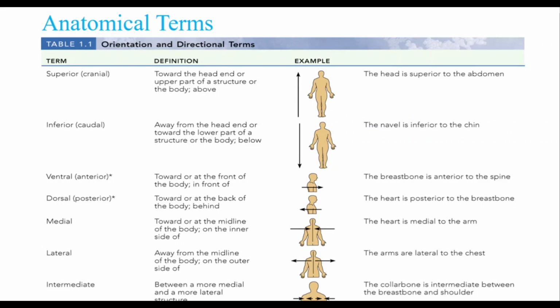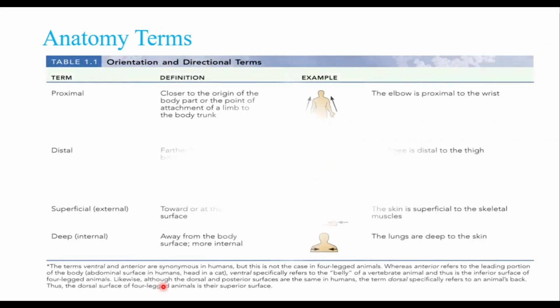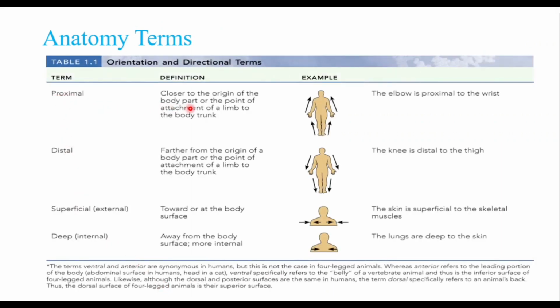So when we see, for example, the ribs are intermediate to the arms. So the ribs are in the middle of the arms. So that's what intermediate means. The continuum proximal is closer to the origin of the body parts, while distal is further away from the origin of the body parts. Superficial is towards or at the body surface. The most superficial part of our body is the skin because it's closer to the surface. It's the part closest to the surface, while deep or internal is away from the body surface, more internal.